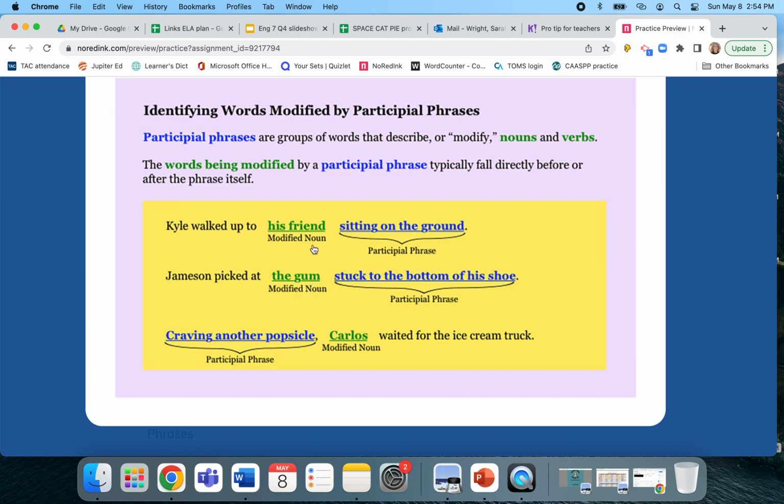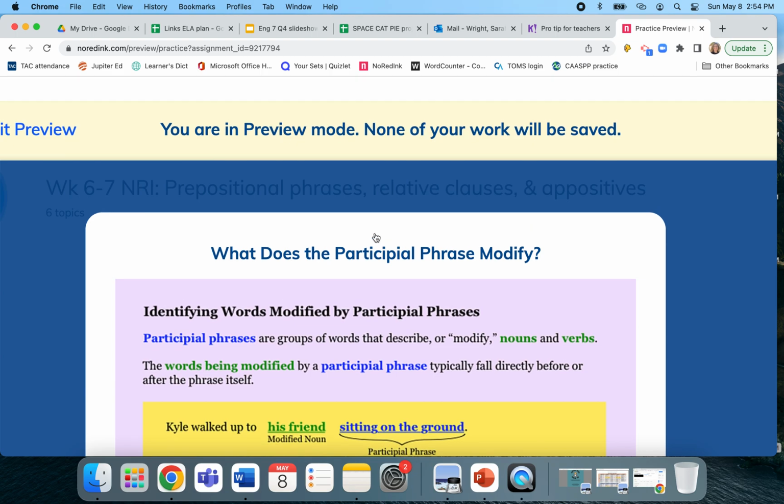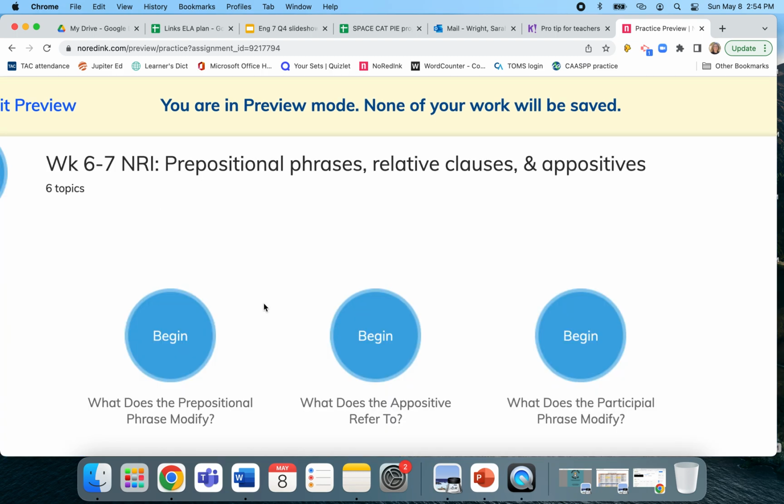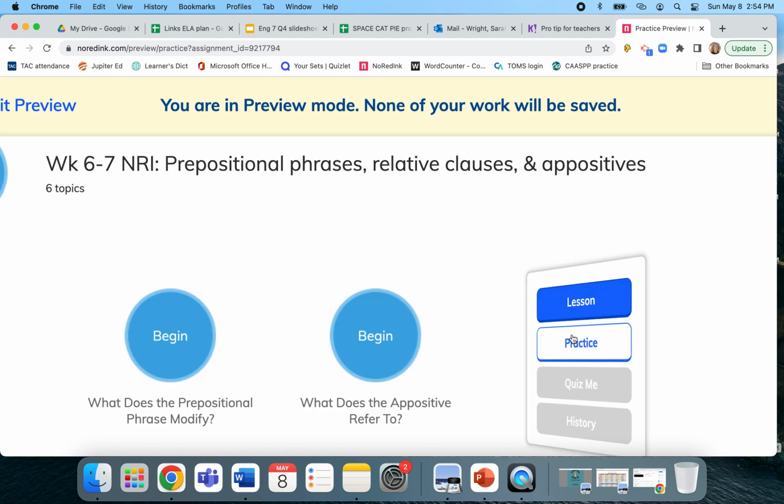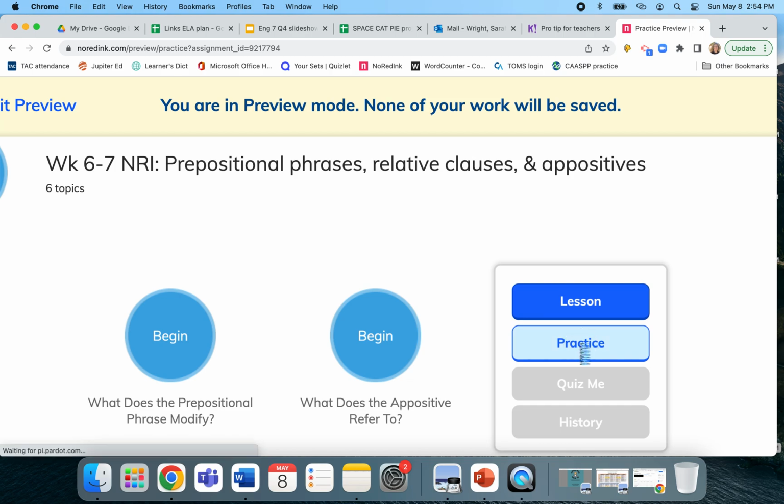But it's different from an appositive because an appositive really is usually about a name or something else that's an identity thing. Like it would need to say Kyle walked up to his friend, comma, the best soccer player in school, right? So it would be just saying about him. It's a little bit different, right? Anyway, let's just give it a try. Sometimes I think it's easier to just see it in practice.